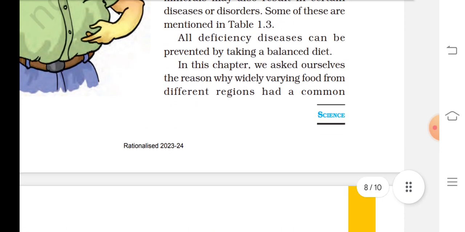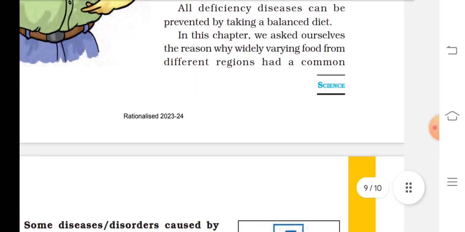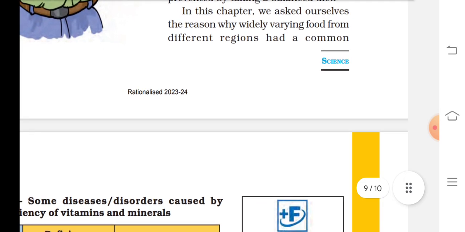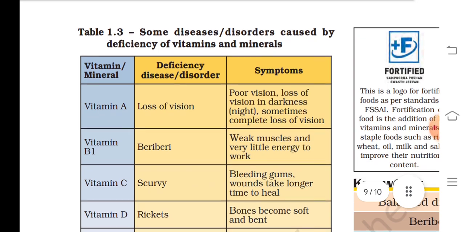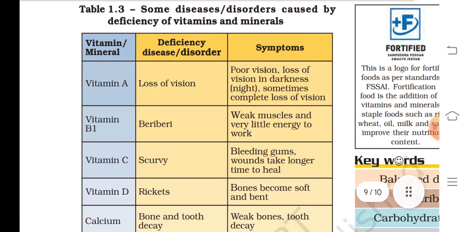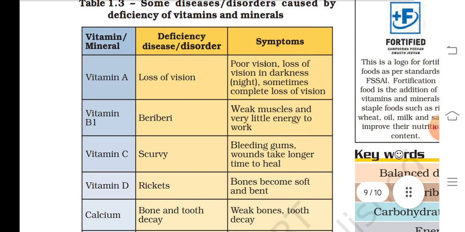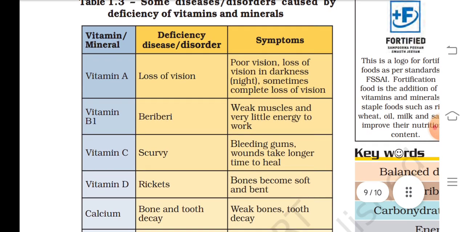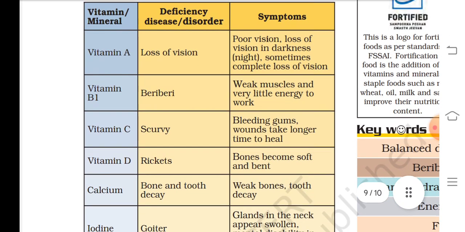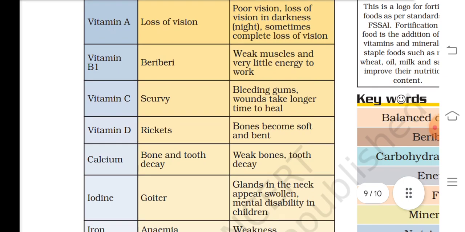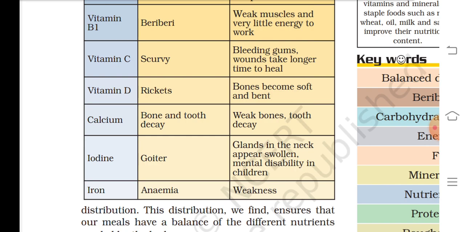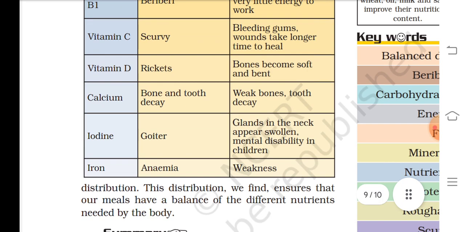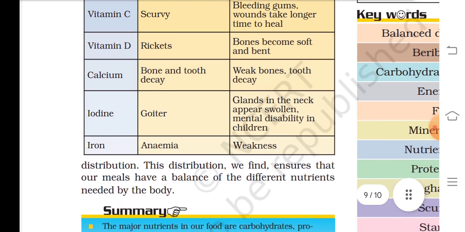In this chapter, we asked ourselves the reason why widely varying foods from different regions had something in common. Some diseases and disorders are caused by deficiency of vitamins and minerals. Vitamin A: poor vision, loss of vision in darkness at night, sometimes complete loss of vision. Vitamin B1: very weak muscles and very little energy to work. Vitamin C: scurvy, bleeding gums, wounds take longer to heal. Vitamin D: rickets, bones become soft and bend.